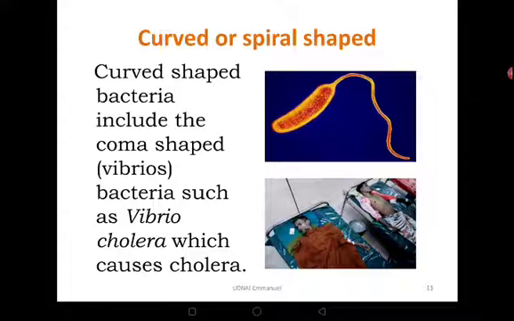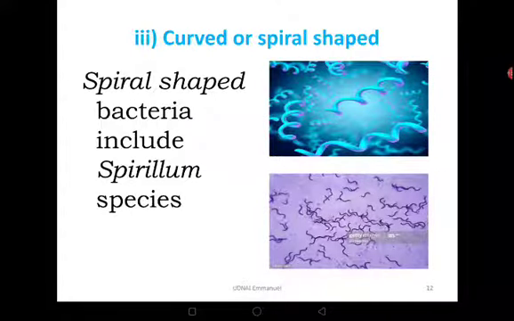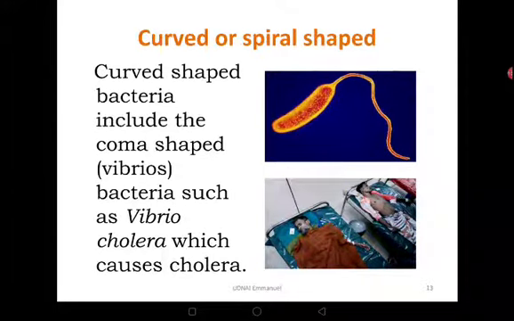For example, the Vibrio cholerae, the one that causes cholera. That one is very common. These days I hear there is cholera in some parts of the country. So that means there is Vibrio cholerae affecting people there. So those ones that are comma shaped are called the Vibrio. Those which are spiral are the Spirilla, but they belong to that group of curved or spiral shaped bacteria.